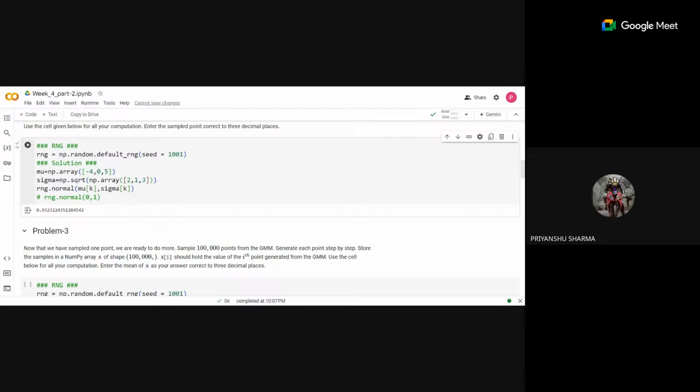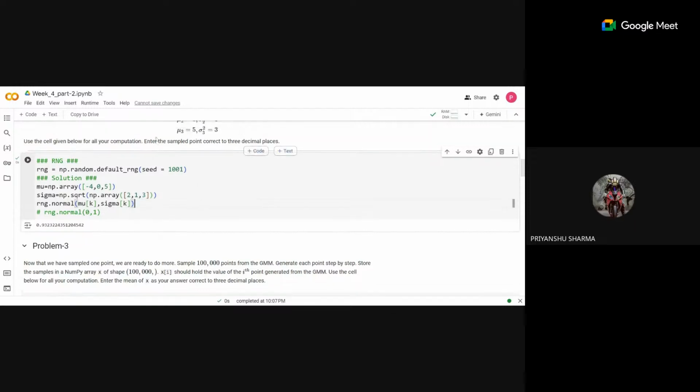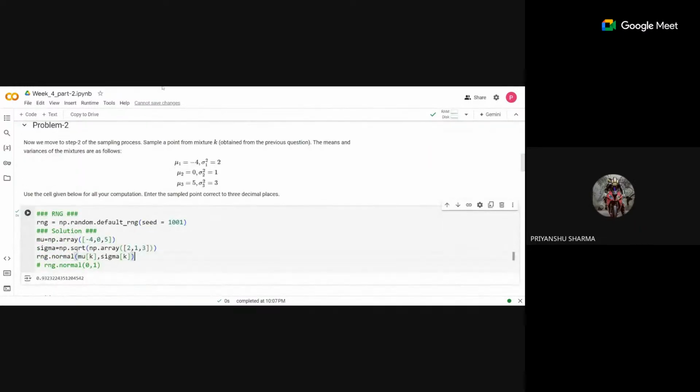Sir, in the question we have been asked to compute for only the point from the mixture k that was obtained in the last question. Yes, only for that. Okay, sir.